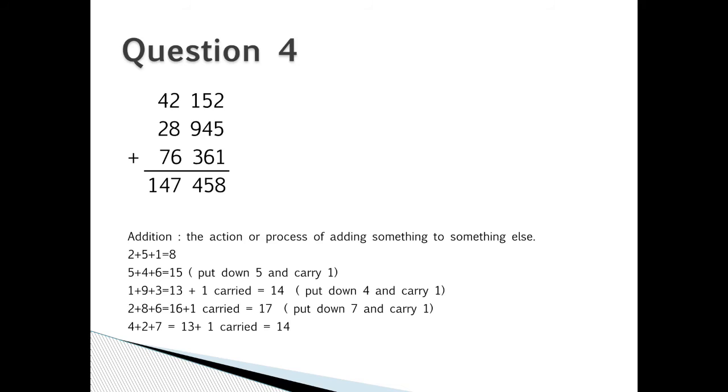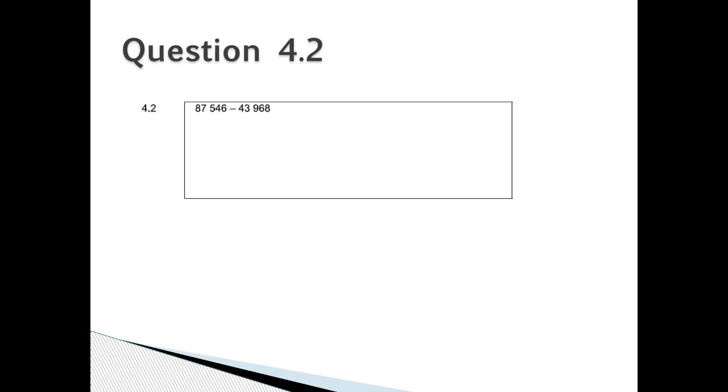1 plus 9 plus 3 is equal to 13, plus the 1 carried equals 14. Put down the 4, carry the 1. 2 plus 8 plus 6 is equal to 16, plus the 1 carried is equal to 17. Put down the 7, carry the 1. 4 plus 2 plus 7 is equal to 13, plus the 1 carried is equal to 14. So your answer is 147,458.